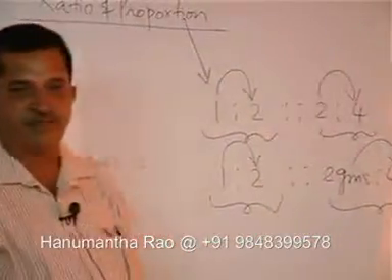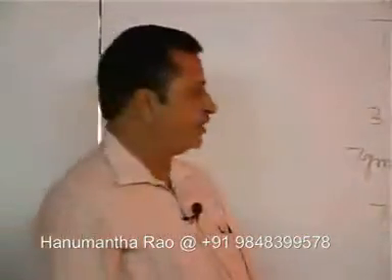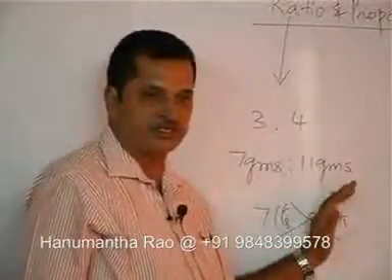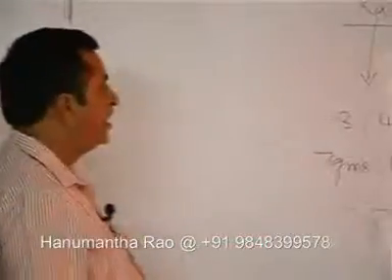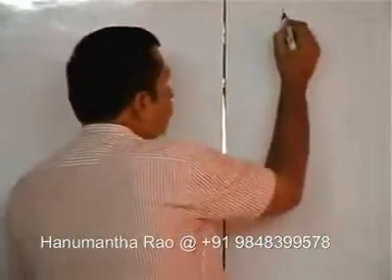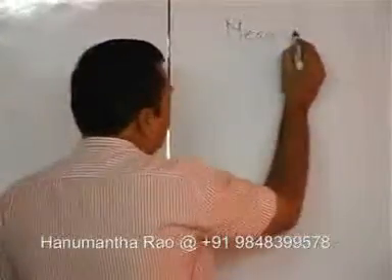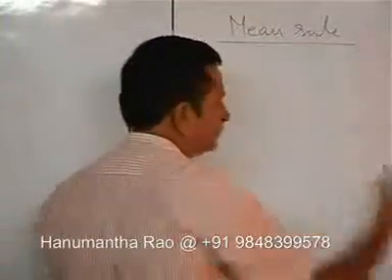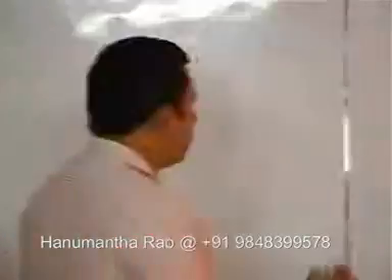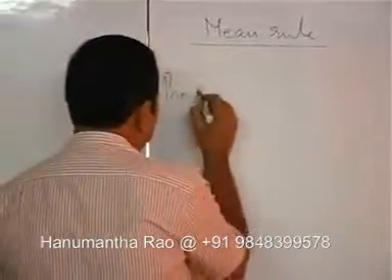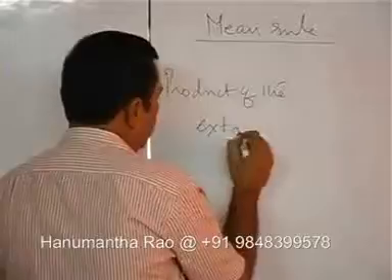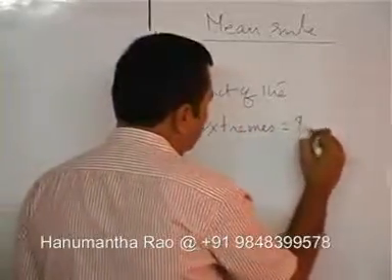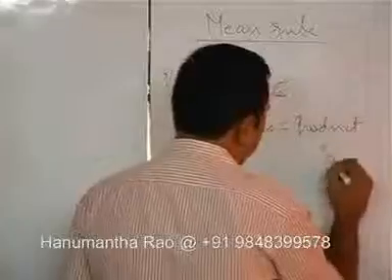and 4 grams. So in ratio, we give importance to the units, and in proportion, we give importance to the relation between two ratios. And in this, the main rule we get is mean rule. What is mean rule? What is mean? Product of the extremes. This is very, very important. Product of the extremes is equal to product of the means.